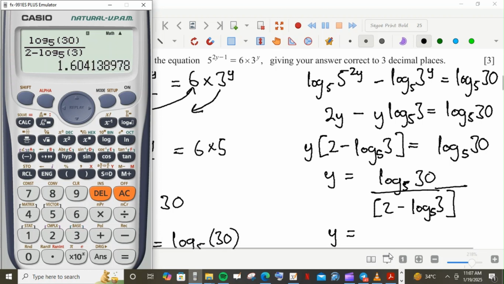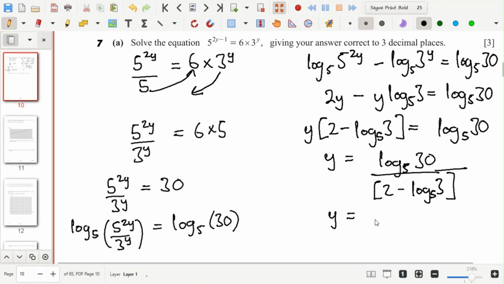Okay, 3 decimal places. I'll get 1.604. So that will be my answer.